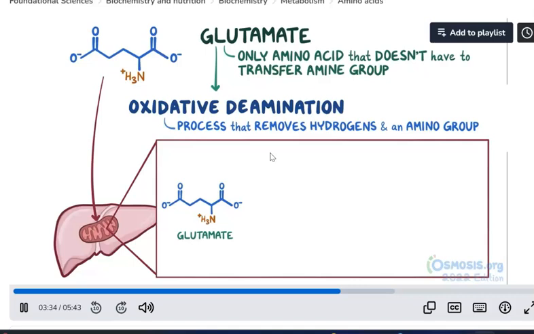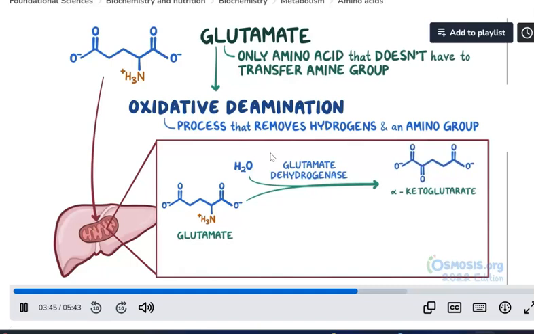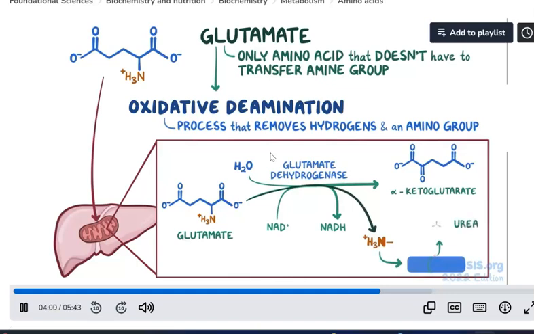So within the relatively safe environment of the mitochondria, the enzyme glutamate dehydrogenase removes glutamate's amino group and adds an oxygen group from water, forming alpha-ketoglutarate. At the same time, glutamate's hydrogens get transferred to nicotinamide adenine dinucleotide, or NAD+, which forms NADH. The free ammonia in the mitochondria can then be converted into the less toxic molecule urea, in a process called the urea cycle.